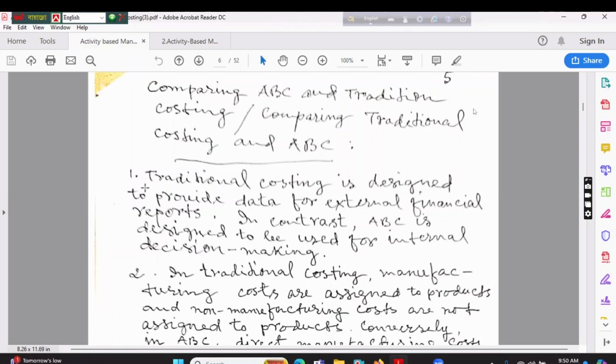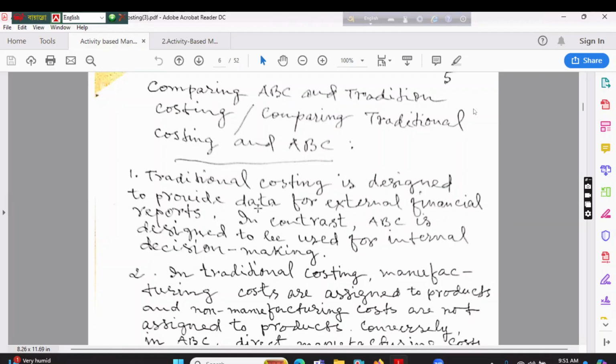Number one, traditional costing is designed to provide data for external financial reports. To provide data, that means to provide information. We can use data and information interchangeably.